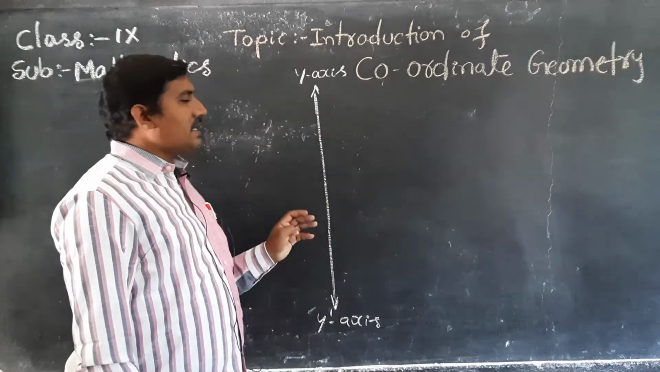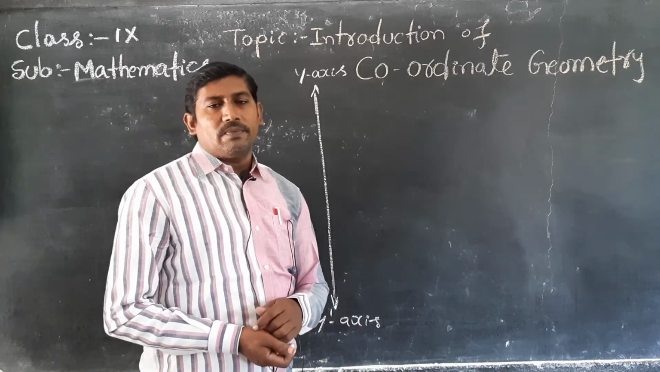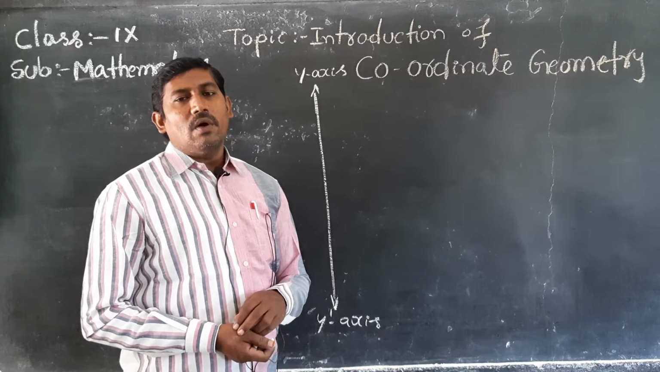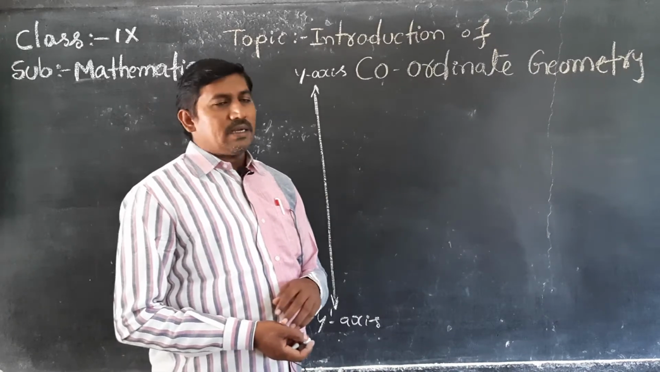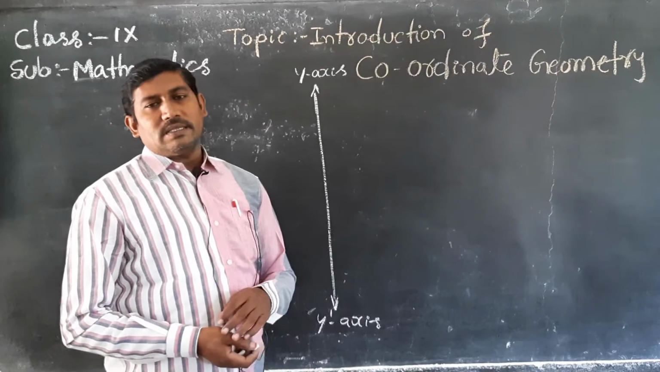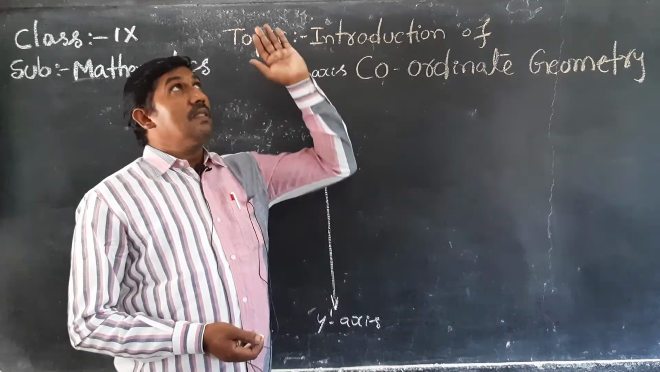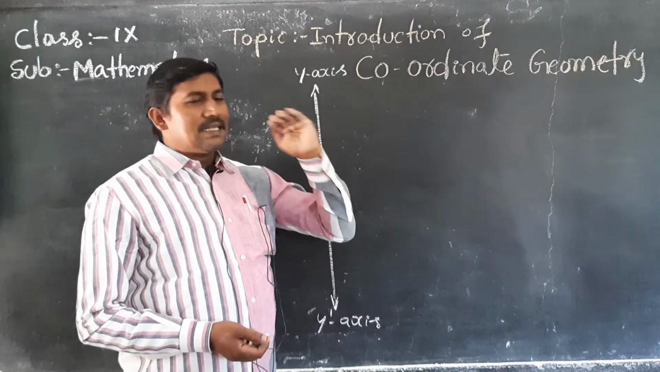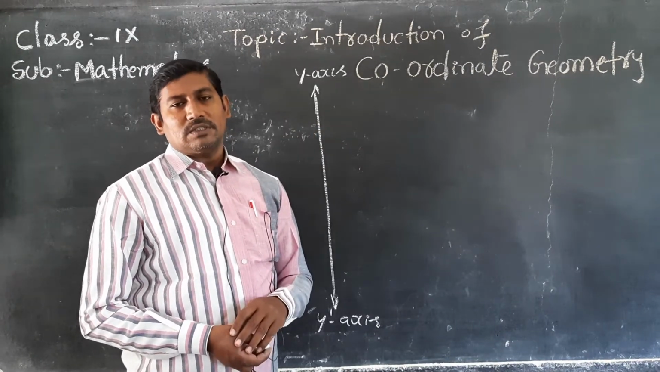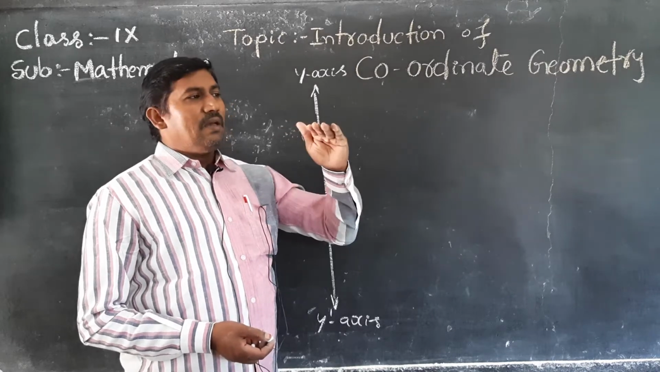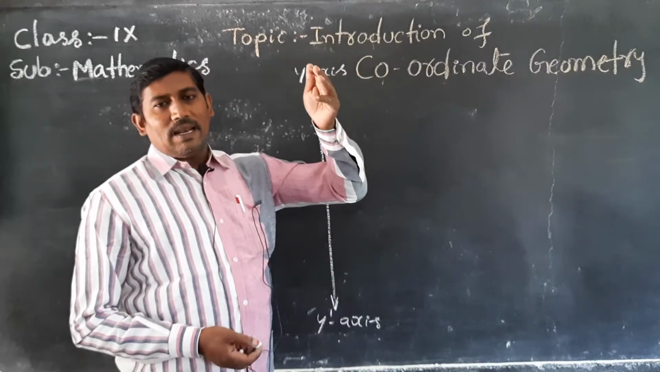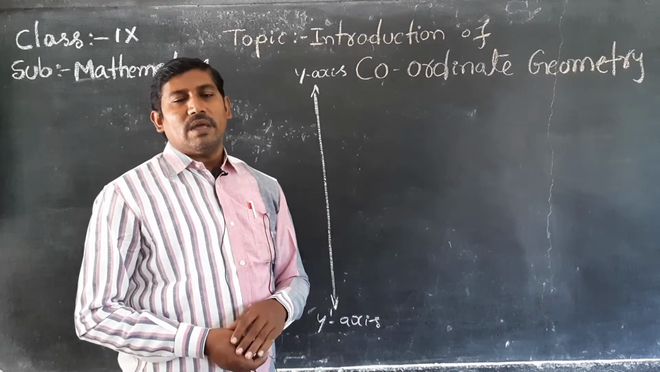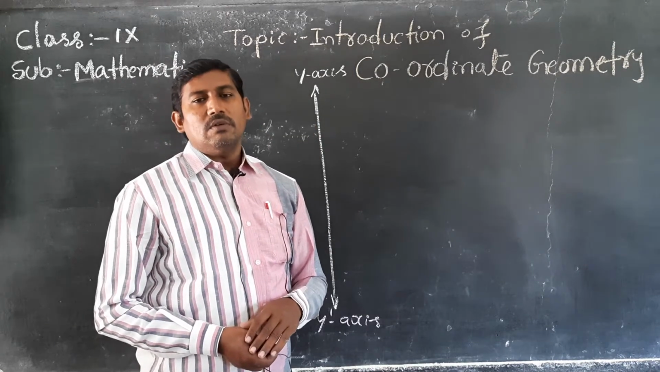In this y axis, for example, we know submarines go under the water and aeroplanes go in the air. So according to sea level, we take these values. Upside the sea level, those are positive values. Below the sea level, we take negative values.